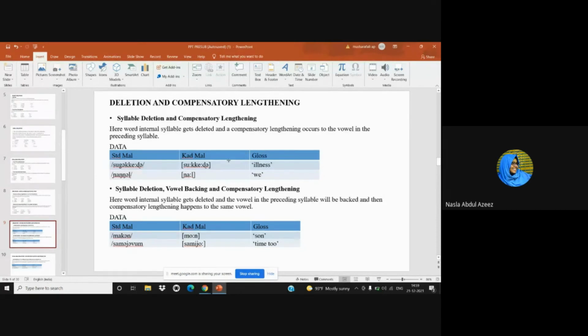Here ga gets deleted and the preceding vowel u gets lengthened, and nyamul becomes nyalu: ma gets deleted and the preceding vowel a gets lengthened. Syllable deletion, vowel backing and compensatory lengthening is another type. Here the syllable ka gets deleted and the preceding vowel becomes backed and becomes o, and then lengthening happens. The same is the case with samayam. The last final syllable gets deleted and the preceding central vowel gets backed and becomes o and then lengthened.